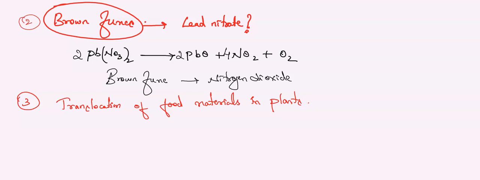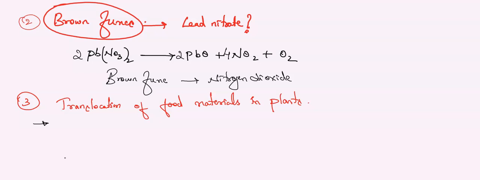Yes, can you define the steps? What is the first step? Translocation of food materials means we are transporting the food materials in plants. How will this process take place? It's a 2-mark question. Explain the process of translocation of food materials in plants.